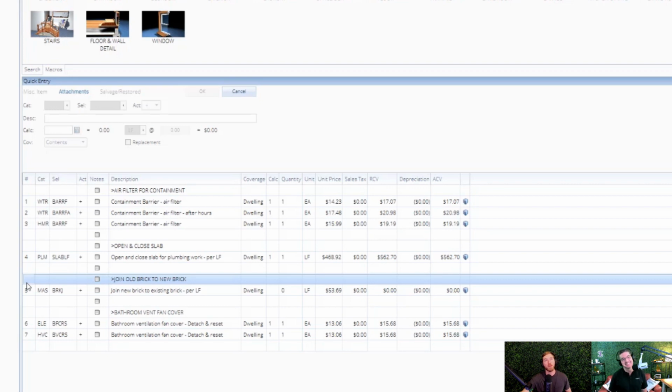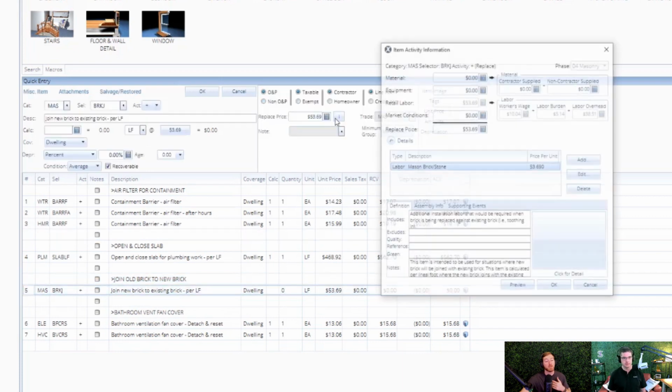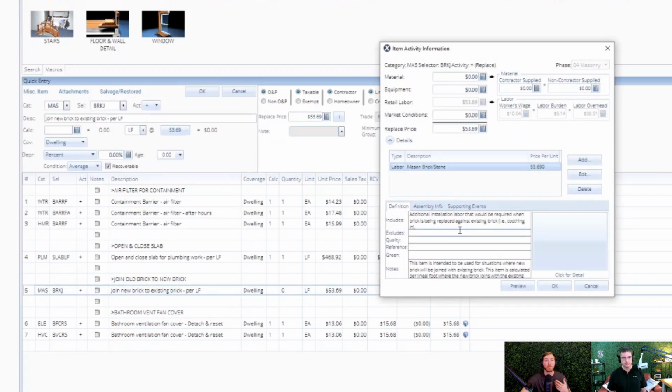It helps address when you are tying in new drywall to existing drywall. Well, we have essentially another version of Dry Patch J, this time for brick. In the masonry MAS category, BRKJ, join new brick to existing brick per linear foot. So if you've ever used Dry Patch J, you'll be familiar with this idea of, hey, this is an add-on line item that I need to add for the additional installation labor that would be required when brick is being replaced against existing brick.